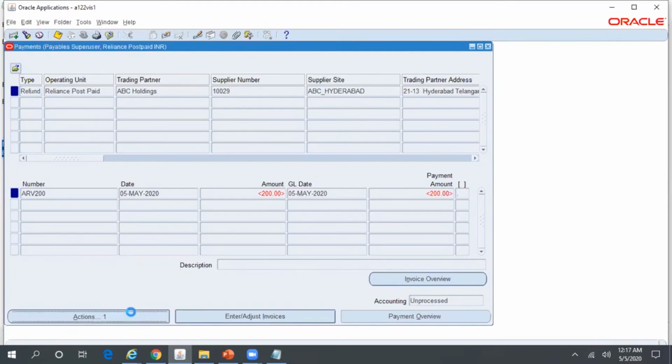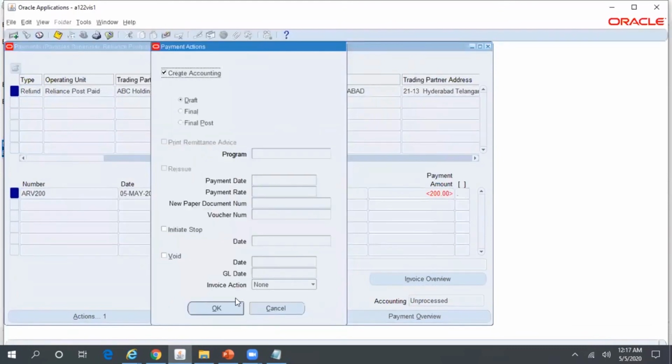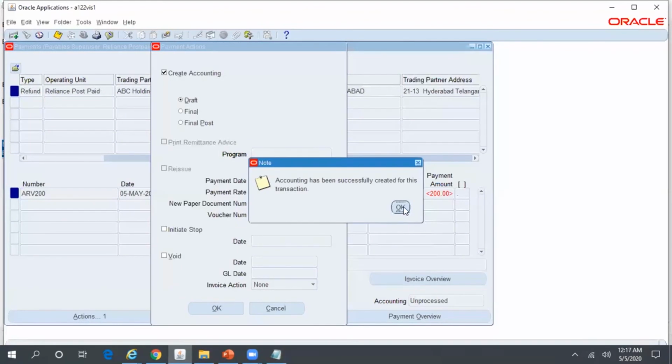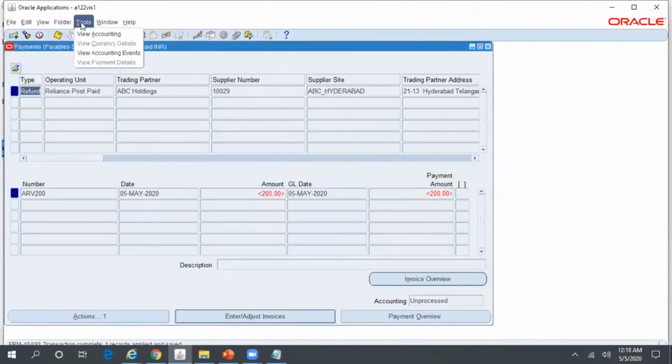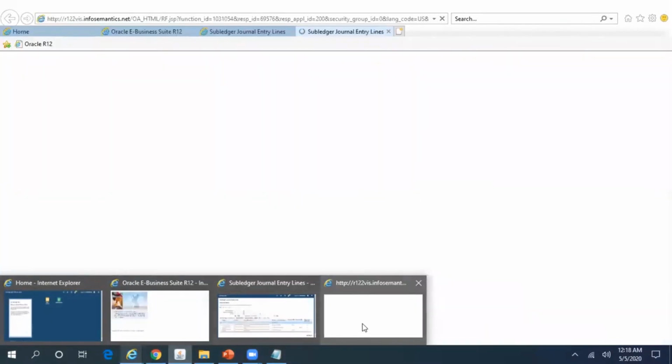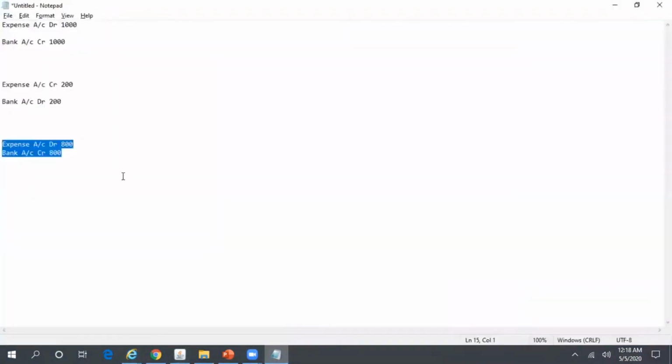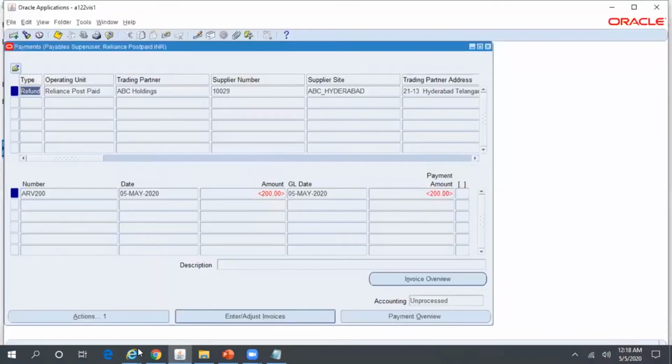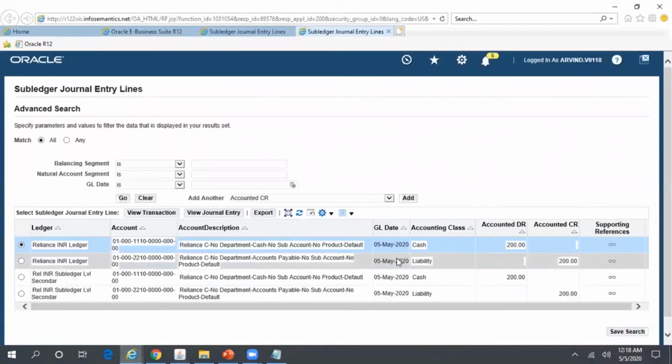Let's try to now, as we have run the create accounting of the original credit memo, we should now be able to run the create accounting entry for the refund transaction, and your accounting entry should be your bank account should be debited and your liability account should be credited. Yeah, your bank or cash account is debited and your liability account is credited. So this is how you create a refund transaction against the credit memo.